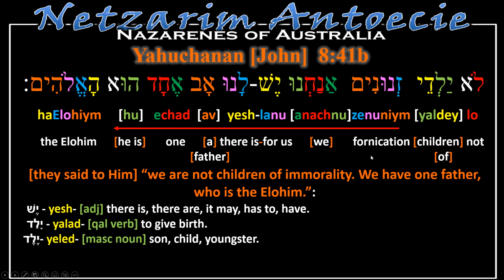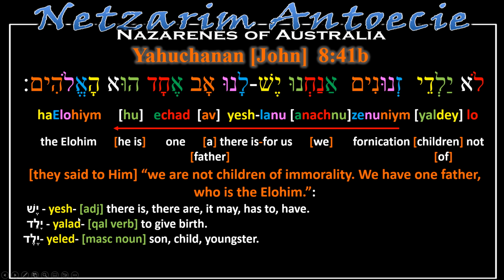And then zenunim, fornication. Anachnu, we. So not children of fornication, we. And then we have yesh, which can mean there is. Lanu, for us. Again, the nu is us. Av, meaning a father. Echad, one. Who? Hu, and you could say he is. Ha-Elohim, the Elohim. So they said to him, we are not children of immorality. We have one Father who is the Elohim.